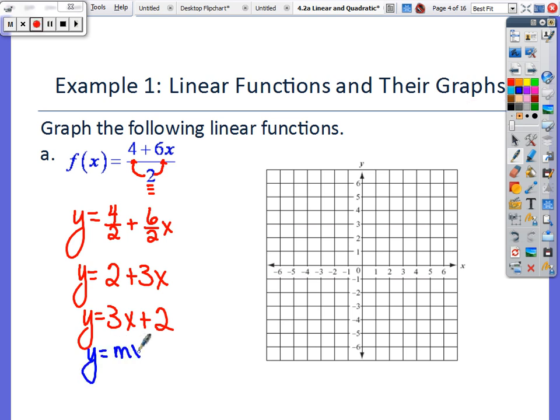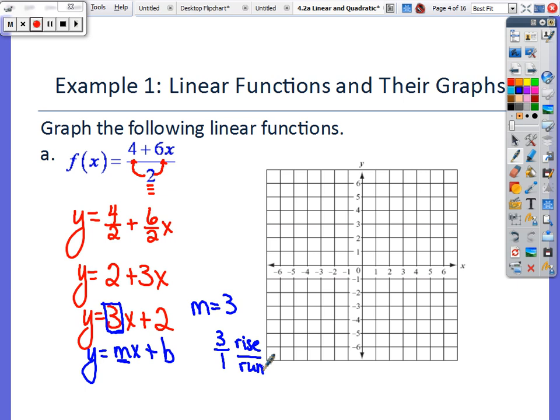So y equals mx plus b. If you notice, our m would be 3. It's the coefficient in front of x. Now, 3 is, as a fraction, 3 over 1. So even though our slope is 3, another way of looking at that is 3 over 1, which means we rise 3 and we run 1.